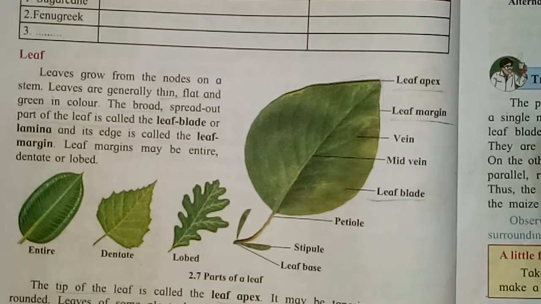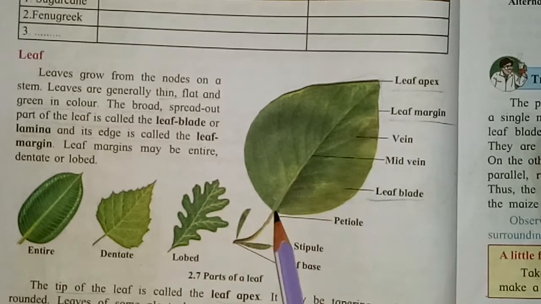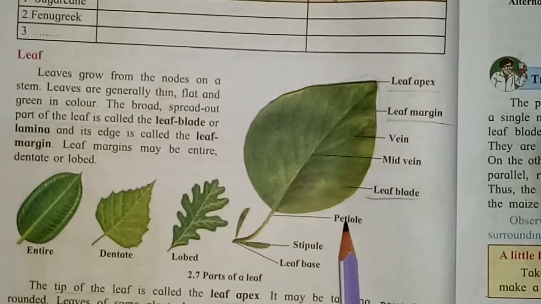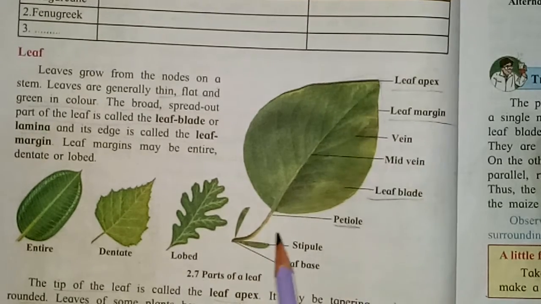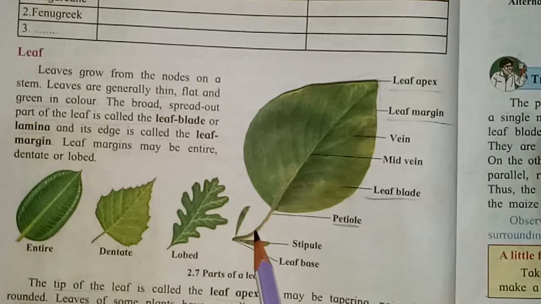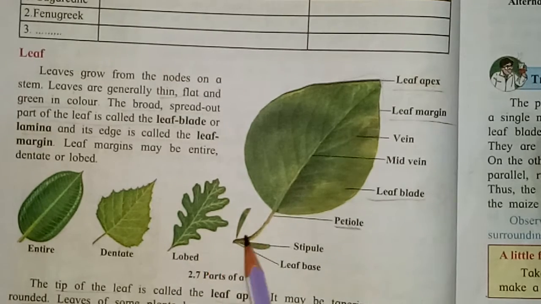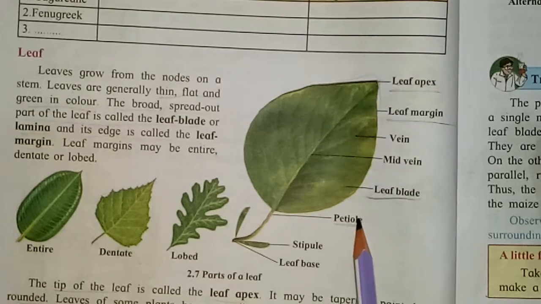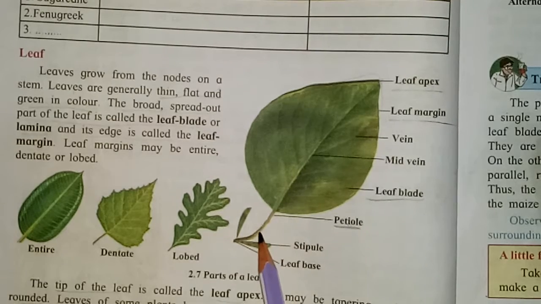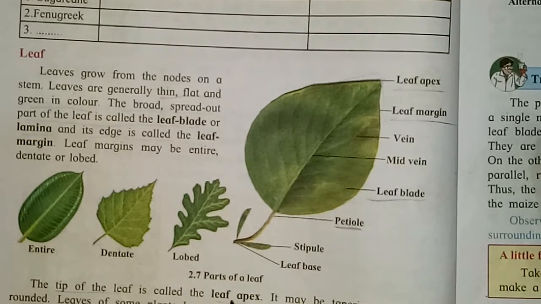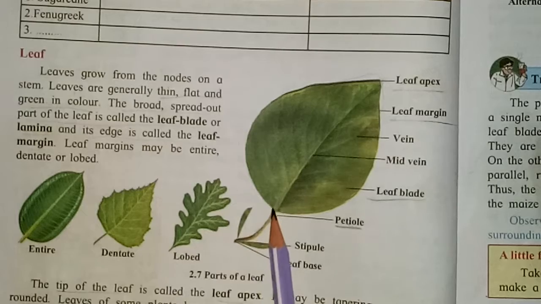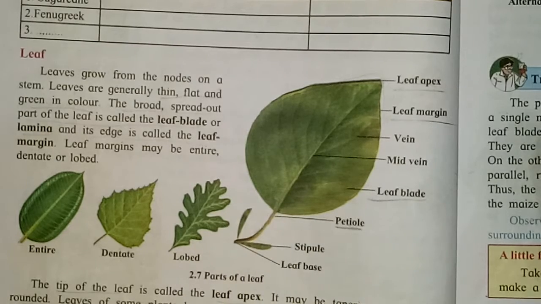Now this part of the leaf is called the petiole. From this part the leaf is attached to the stem, so this part is called petiole. Many leaves have petioles, but there are a few leaves which do not have a petiole. They are directly attached to the stem.